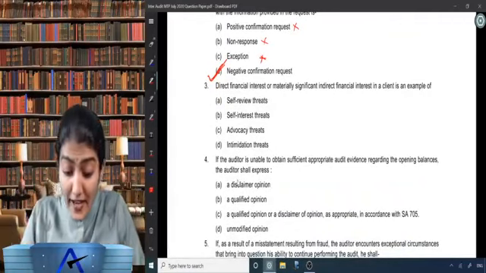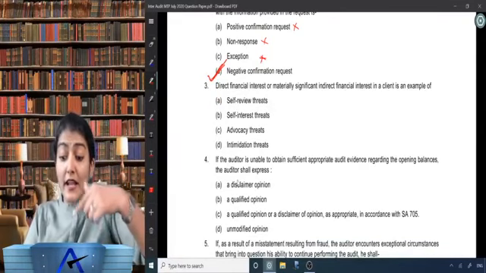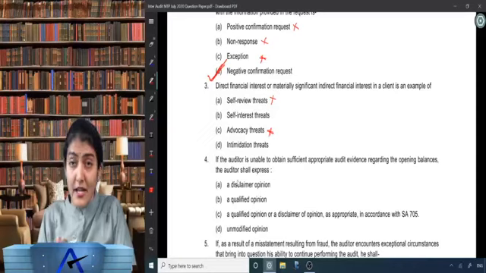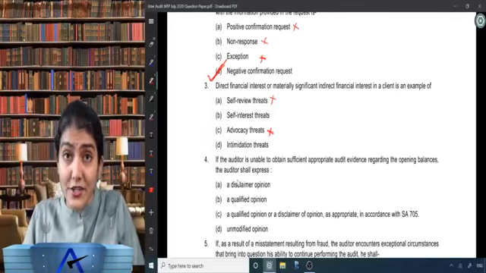Next one, direct financial interest or materially significant indirect financial interest in the client is an example of. Self-review threat? No, self-review is where maker-checker is violated. Advocacy threat? No, advocacy threat is where you are dealing with or promoting the shares of the entity. Intimidation threat? No, where you are put under pressure by the client, threatened by removal, replacement, or litigation, that is intimidation threat. So it's not self-review, advocacy or intimidation. Here it would be the self-interest threat.